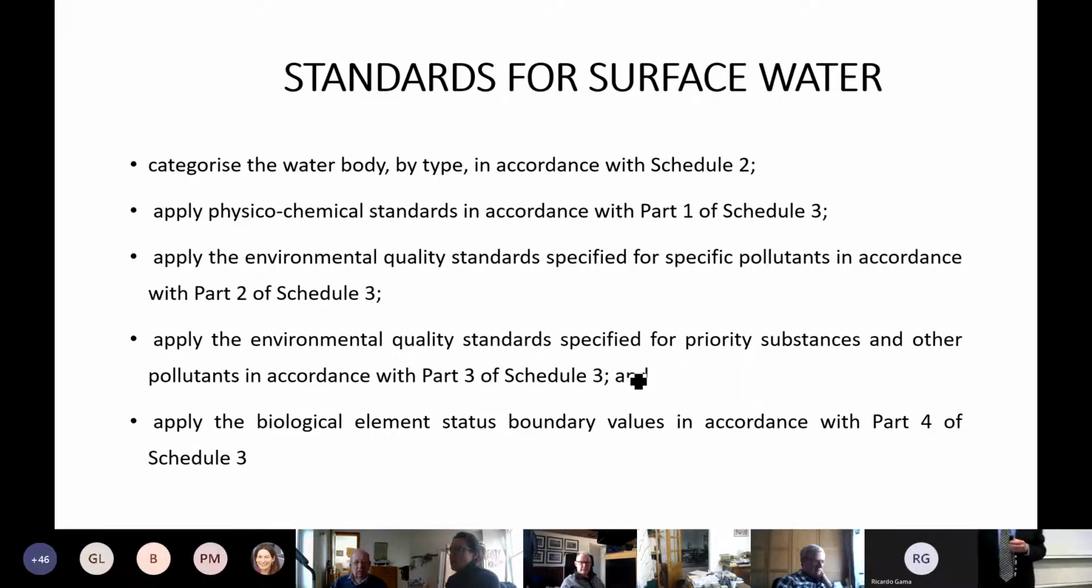Then standards. Categorize the water body by type. Apply physicochemical standards. Apply the environmental quality standards specified for specific pollutants. Apply the environmental quality standards specified for priority substances. And then apply the biological element status boundary values. And the biological status element boundaries are effectively the boundary between what is a good status and a moderate status, or a moderate status and a poor status, and so on and so on.